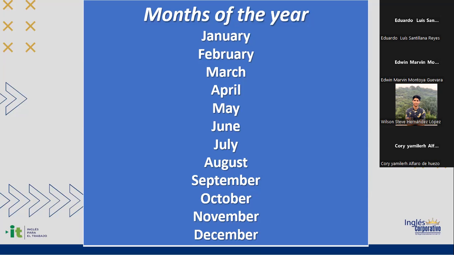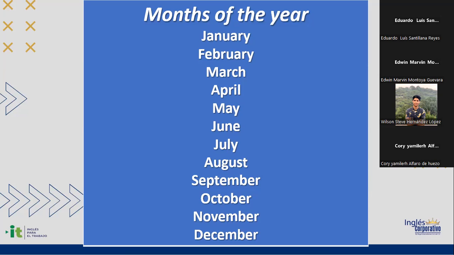Begin. January, February, March, April, May, June, July, August, September, October, November, December. Okay, so I am going to correct some. For example, this is April. May. June. July. August. Okay, very good, Carolina.